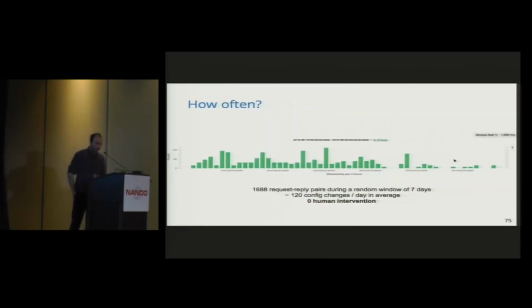How often? Again, is very worrying because it says something about that. I just took a random window some time ago. It was like in October when I plotted this chart. And it shows about 120 config changes per day. That's a lot. And this happens without any kind of human intervention as of today in our network.